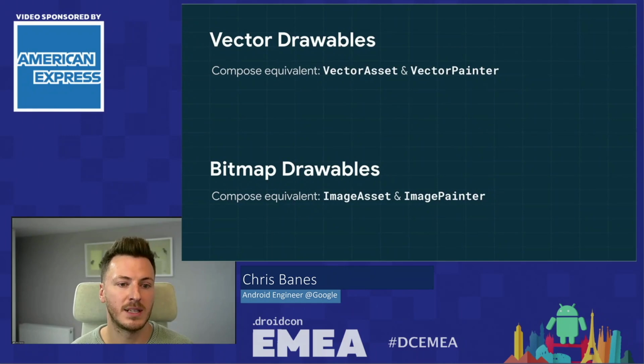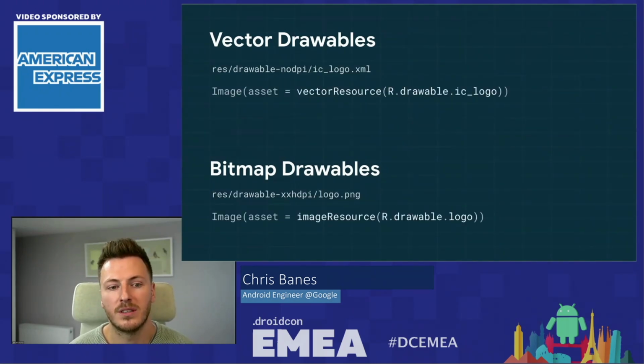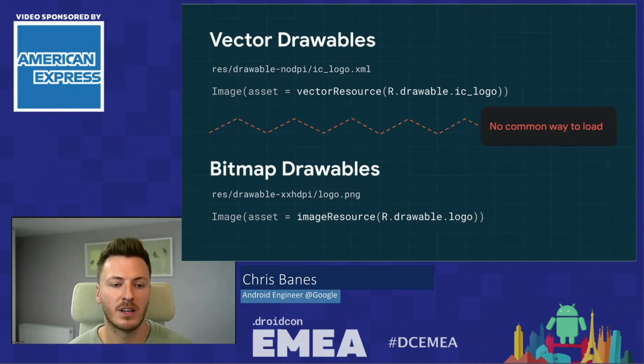In terms of vectors, we have the vector asset class, which has data structures in it for paths and strokes and all the rest of it for a vector. And then the painter takes that asset and converts it to canvas operations. Similarly, there are similar things for bitmaps. To load these resources, we can use the vector resource effect and the image resource effect, passing in the ID of that drawable. A common thing that comes up is that you need to know the type of drawable you're loading to use the right method. That's different to the view system, in that there is no common way to load.